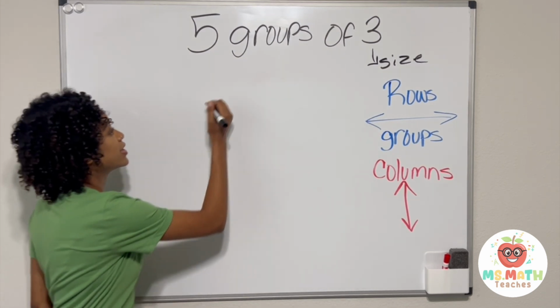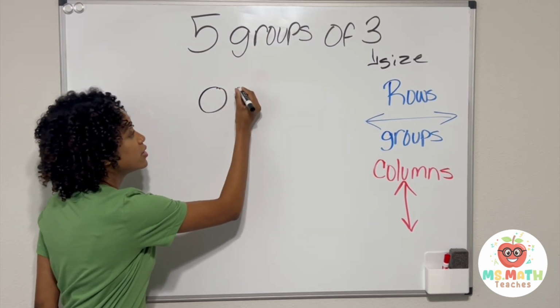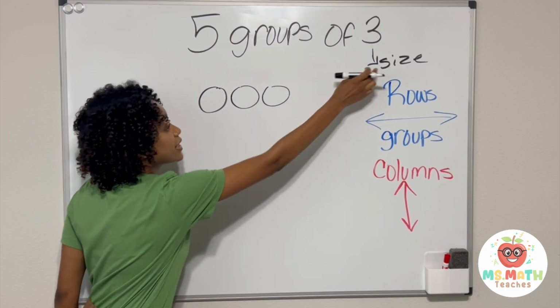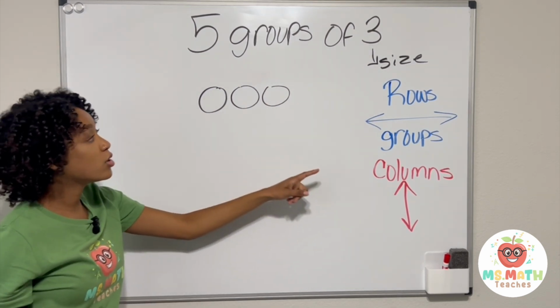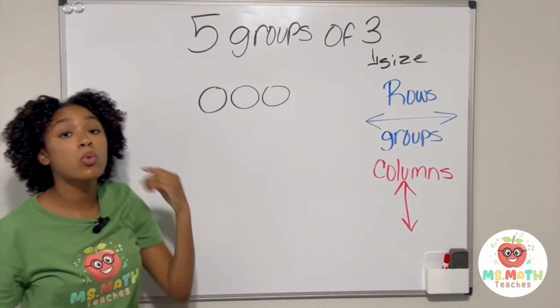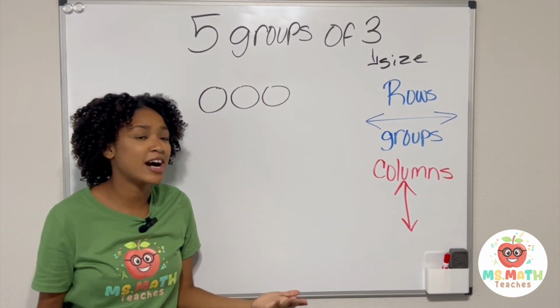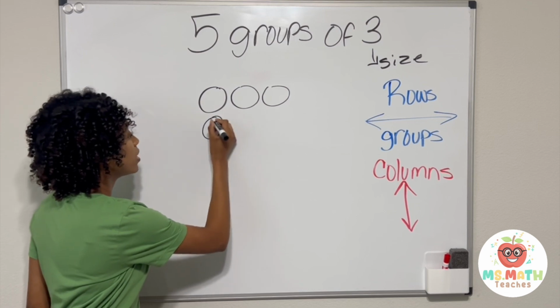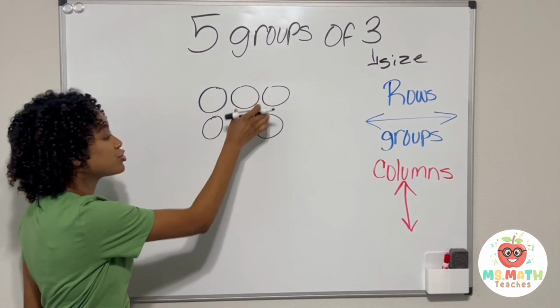So let's start with 1, right? I have 1 circle here. I need 3 in each group. How many groups do I have so far? Only 1, because remember, a row is a group. I only have 1 row of 3. I need how many? 5. Let's add another row. 1, 2, 3. Because the size is 3, so 3 in each group.